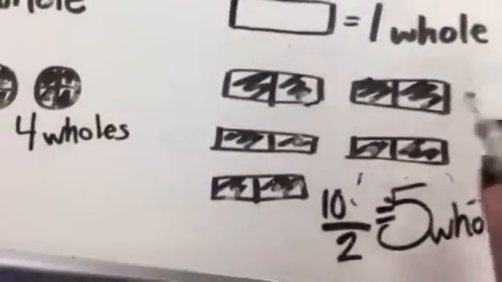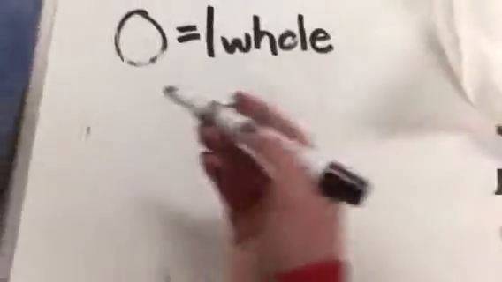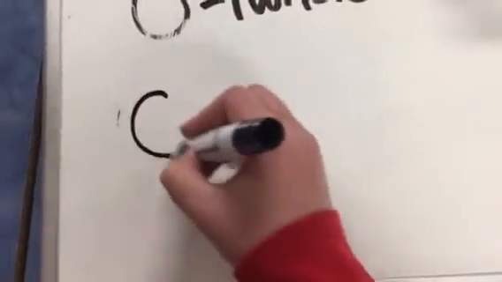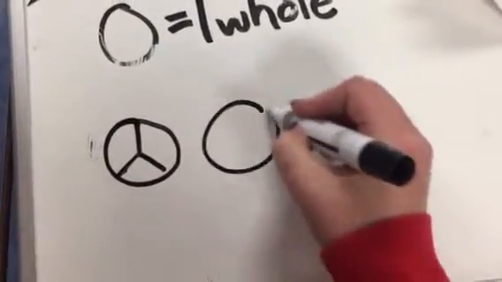Let's try one more. I'm going to make one more up and then we'll be done. Let's say that circle is still 1 whole. And let's say the picture looked like this.